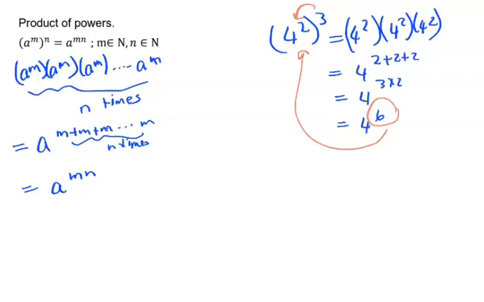If you understand what this a to the m means, then it's very easy to remember the rules, and if you then get confused, you can just go back to what does it mean if I write a to the x? What does it mean? And then we go back and apply our rules.